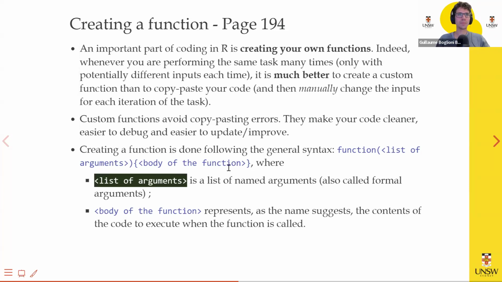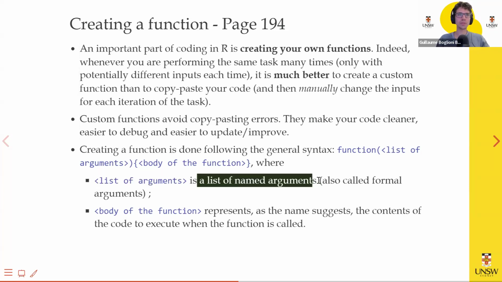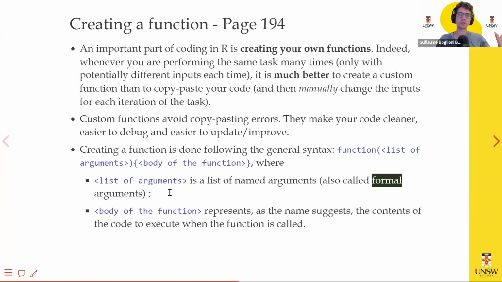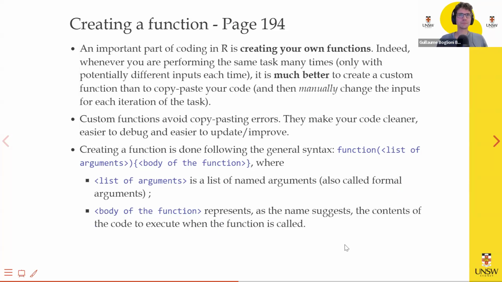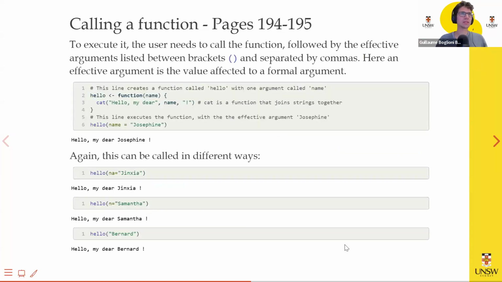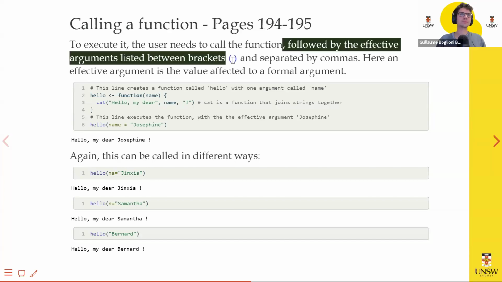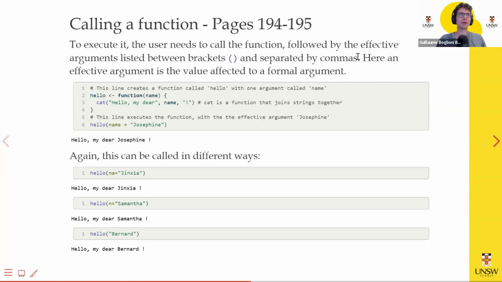But the list of arguments here is a list of your named arguments. Sometimes those are called formal arguments. I doubt this matters too much, but still, I give you all the information. And the body of the function, well, whatever you want the function to do. All right, that's all abstract. So let's create a function here. Okay, this you already know. To call the function, you need to type the name followed by the effective arguments between brackets.